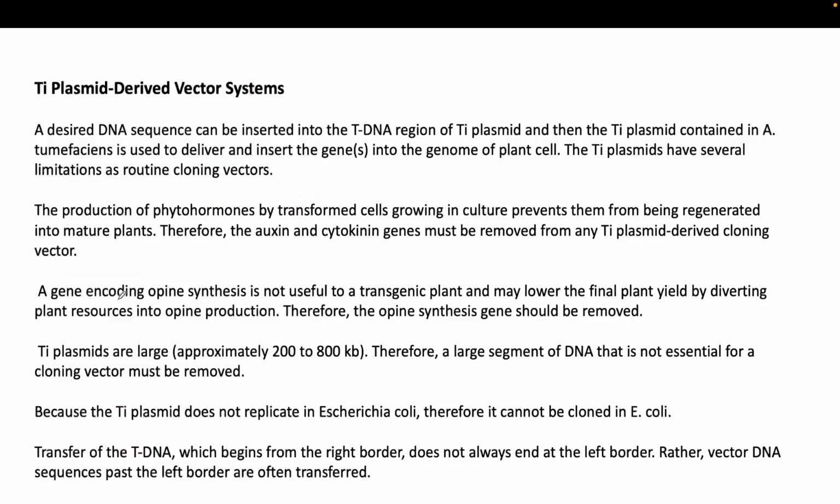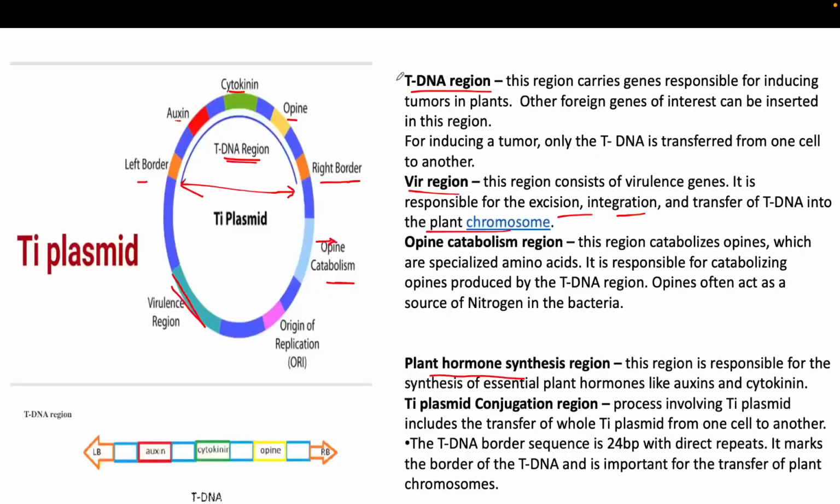The next one is that the genes encoding opine synthesis are not useful to a transgenic plant and may lower the final plant yield by diverting plant resources into opine production. Therefore, the opine synthesis gene should be removed, because opine is required by Agrobacterium tumefaciens, not by the plant cell. So when you transfer your target gene along with this opine gene, then what will happen?